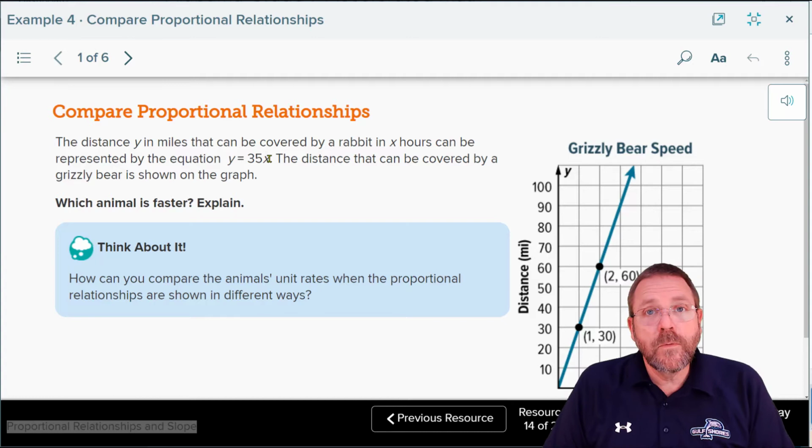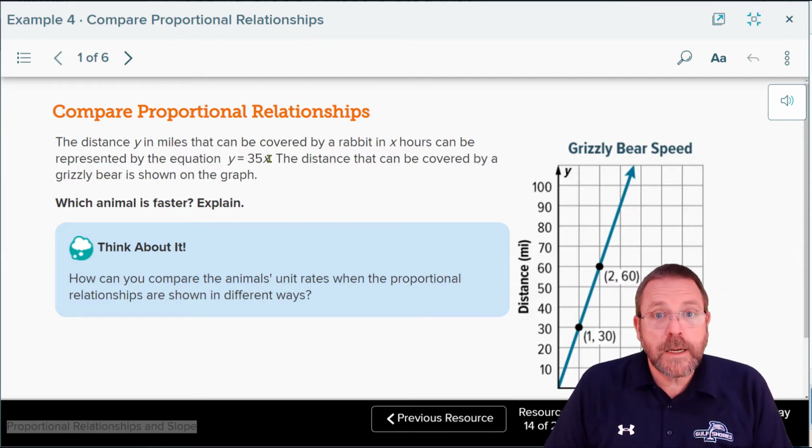And there is no way that rabbit's going to run 35 miles in an hour. I'm just saying, it's not going to happen. It would die of a heart attack.